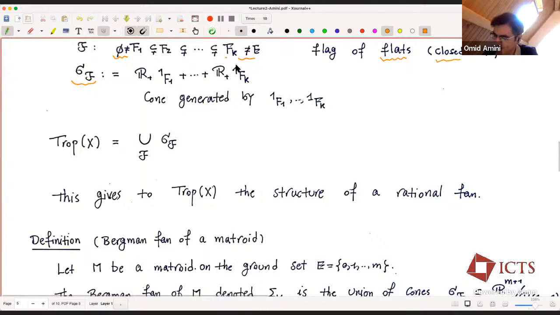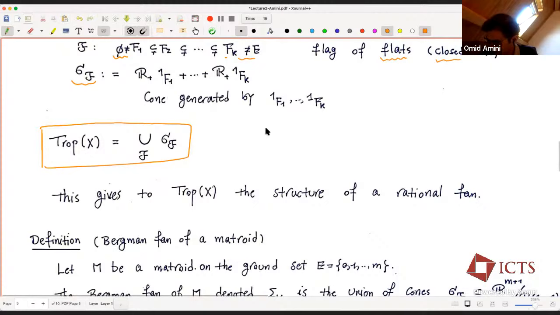These are all the positive combinations of 1_F1 up to 1_Fk. And it turns out that the tropicalization of X is exactly the union of these cones. Okay, so this is the complete characterization. And actually, you can see that these cones, these sigma Fs that you have defined, verify the following property.